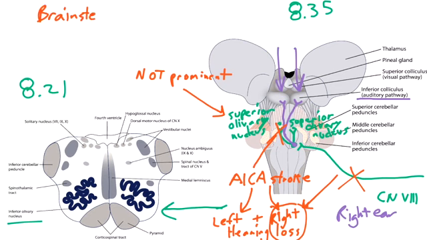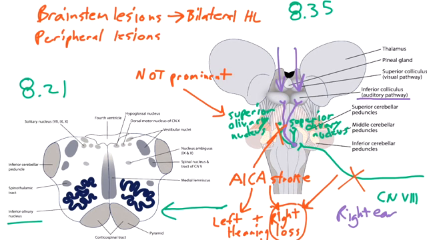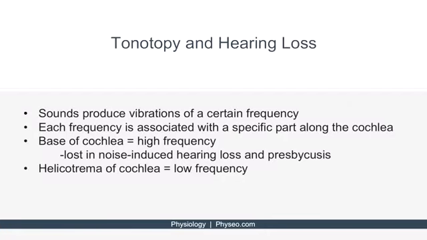So brainstem lesions on either side will cause bilateral hearing loss. But peripheral lesions, just damaging the cranial nerve, will cause unilateral hearing loss. So now let's talk about tonotopy and hearing loss.